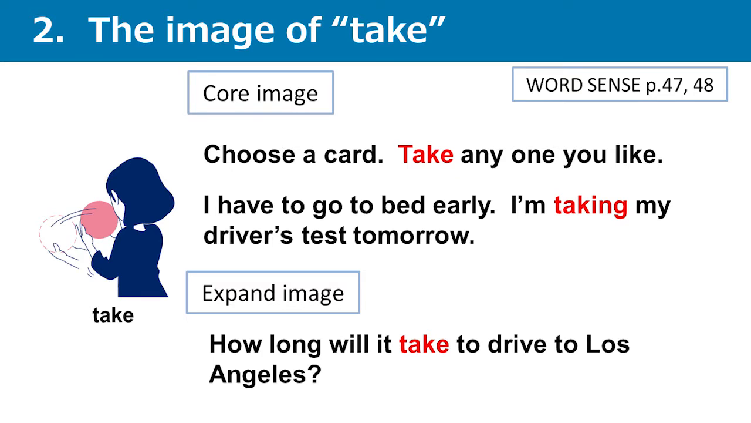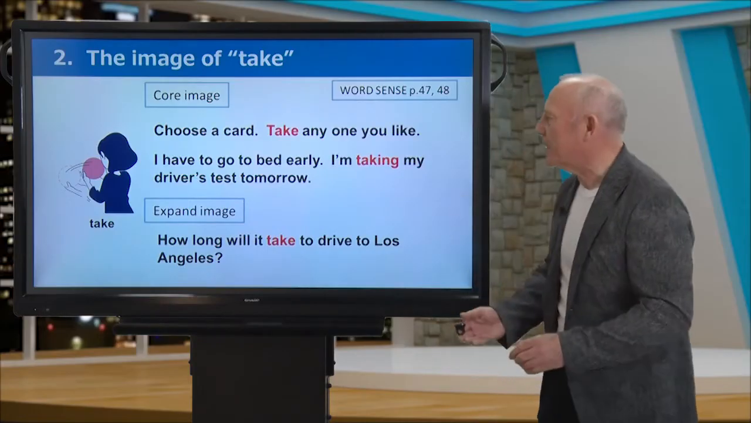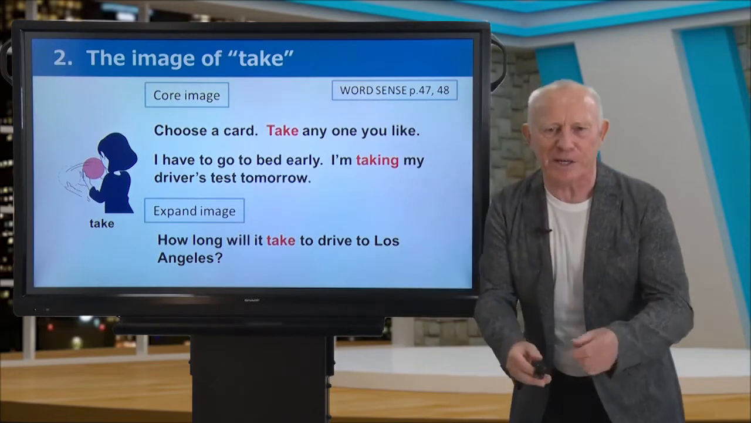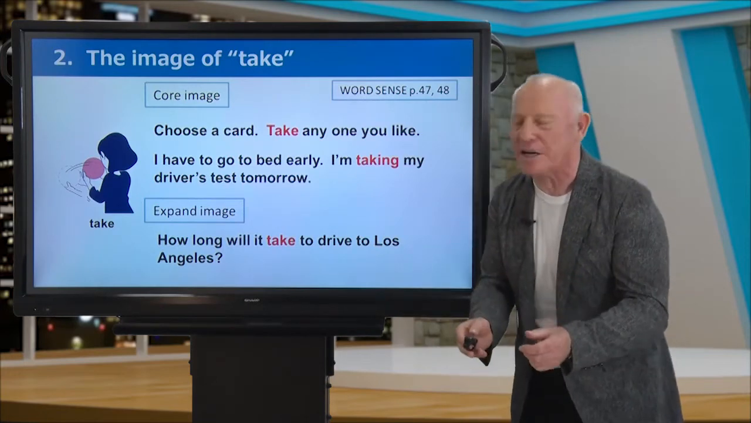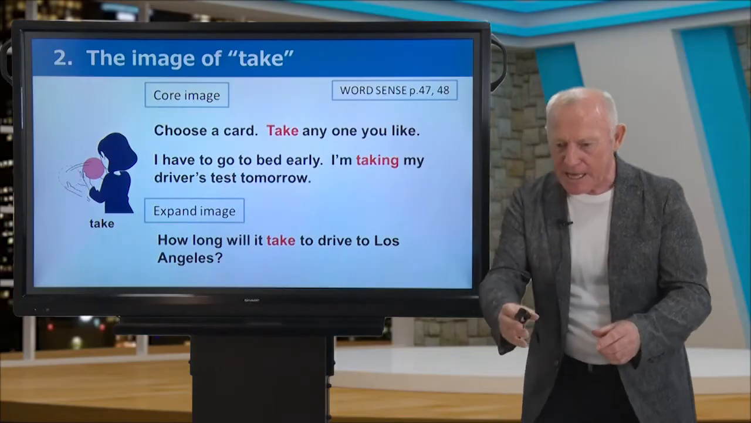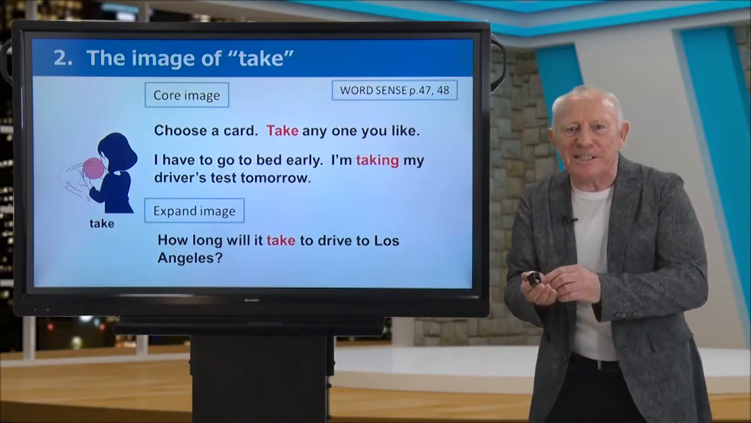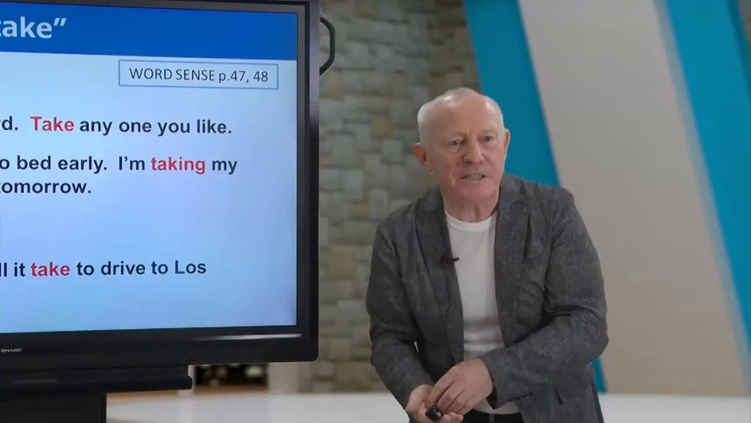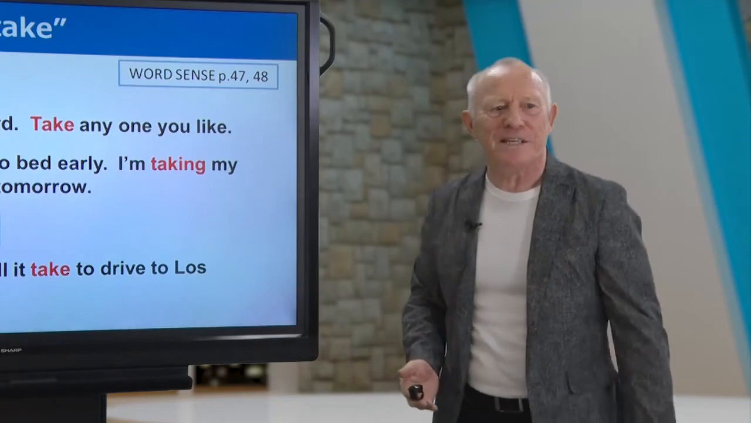So let's go back to the really basic meaning of take, right? The image of take is to put something in your hands. So have a look at the first example. Choose a card. You can imagine doing a magic trick, right, with some cards. Choose a card. Take any one you like. I put the card into my hands. So this action, putting it into your hands, that's the action of take, okay?